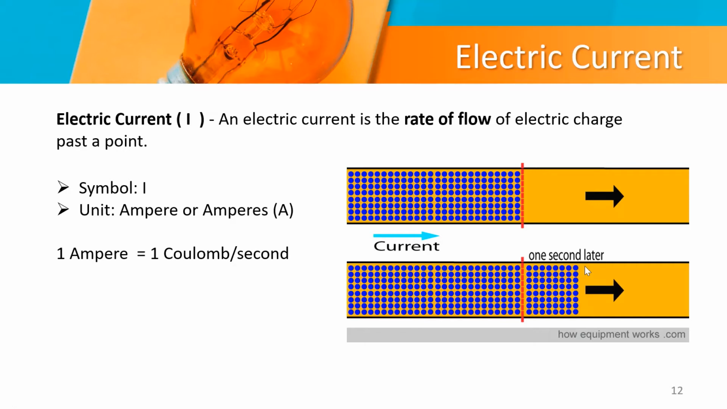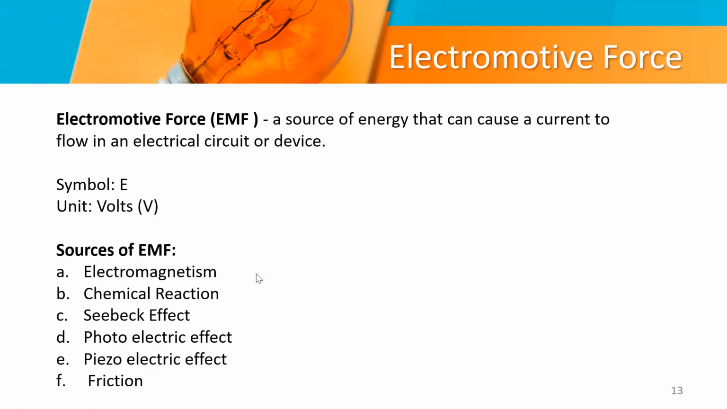The symbol for electric current in electrical engineering is I, and the unit is ampere, or amperes if it is more than one. It is represented by a capital A. Now, 1 ampere is also represented by a composite unit of 1 coulomb per second. Now, if electric current is the flow, what causes it to flow? Okay, so let's move forward.